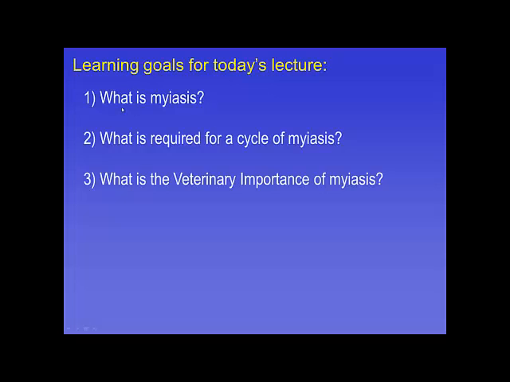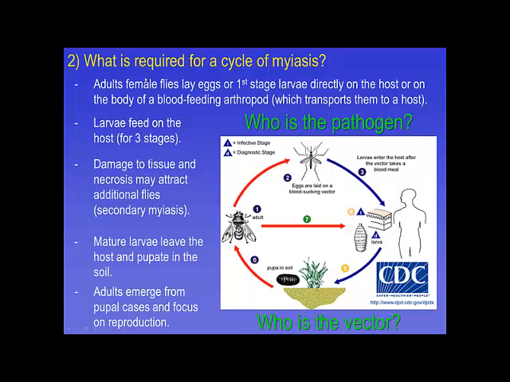And that brings us to the end of learning goal number 1. So now that we've described what this condition is and which flies cause it, what is required for a cycle of myiasis to occur? And you'll note that this learning goal is similar to one we had back in module number 1 when we talked about arthropod-borne diseases.